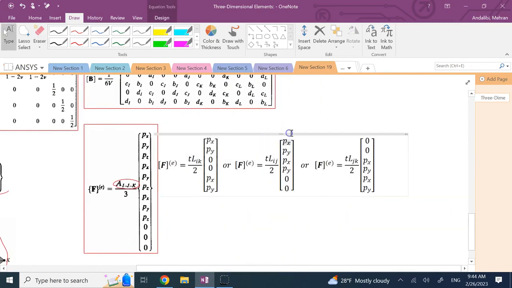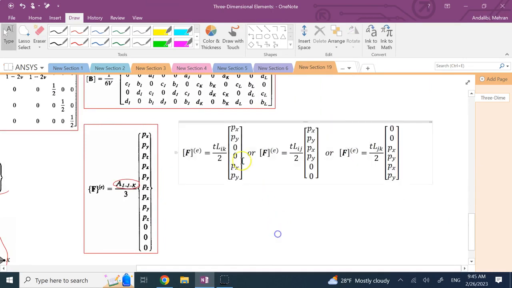So if it was applied to the IK edge, then this was my equivalent load. If it was applied on IJ, it was this. If it was applied on JK, it was this. So basically, the top 2 numbers are I, the second 2 numbers are J, and the last 2 numbers are K. Here, the J index is missing, so I plug in 0. Here, the K index is missing, so I plug in 0. Here, for IJKL, there is an L, but L is missing, so I put 3 numbers, 0 for L.